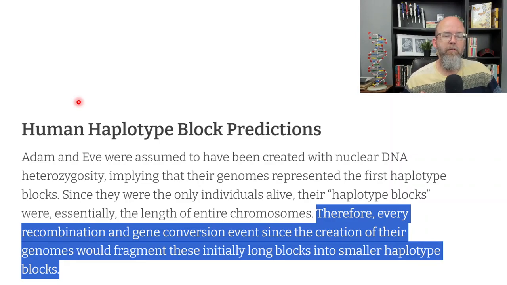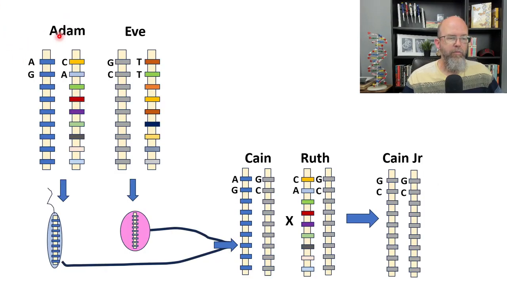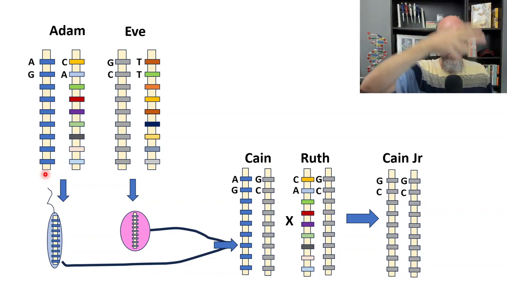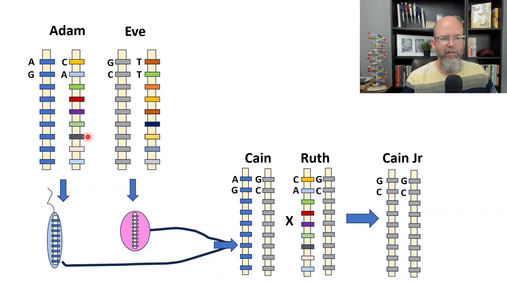Adam and Eve were assumed to have been created with nuclear DNA heterozygosity, implying their genomes represented the first haplotype blocks. That's why I called each one of these things a single haplotype, right? The haplotype would be all the individual sites on this particular chromosome. It's really all millions of them, right? It represents a single block of genetic information that's being passed to the next generation. And he's got two blocks for chromosome number one. You can pass this one or this one to the next generation.